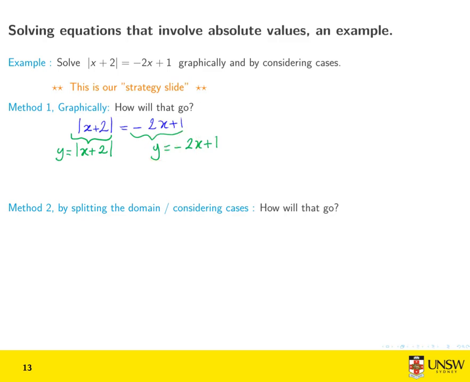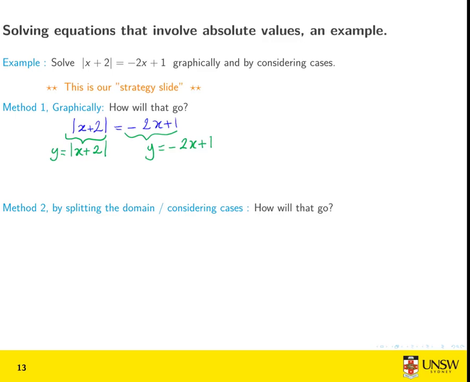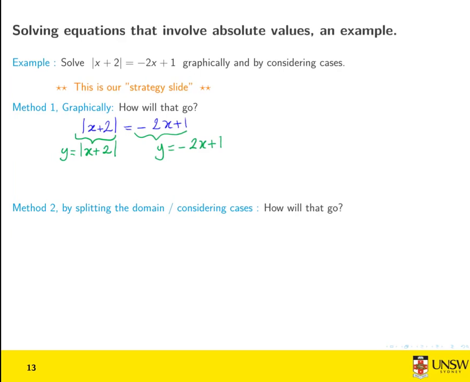That means we're looking for a point that will be both on the first graph and on the second one. That means we're really only looking for the point of intersection. Now the good news is that this is just an absolute value, so just a shift of y equals the absolute value of x. And this is the equation of a straight line, so it shouldn't be too bad to draw those two. The second method we wanted to explore was to split the domain in order to rewrite the absolute value in an easier way.